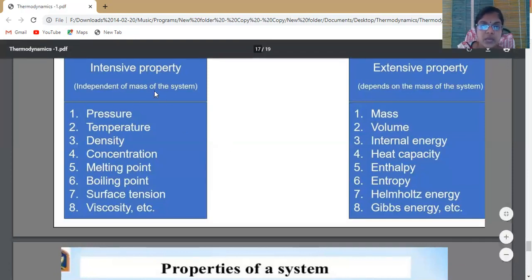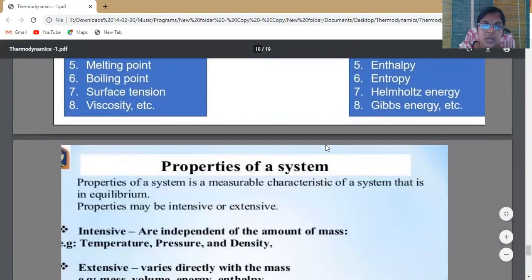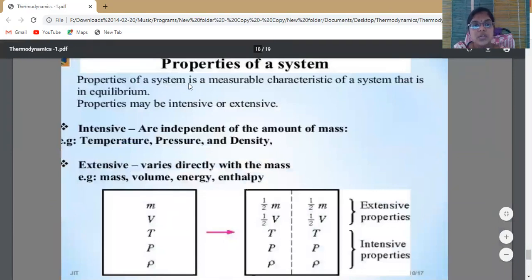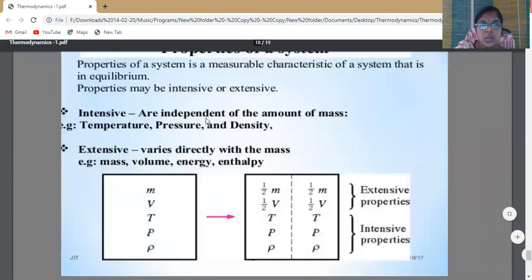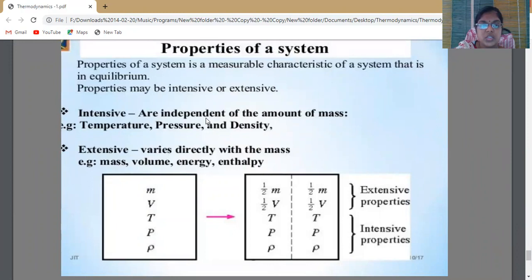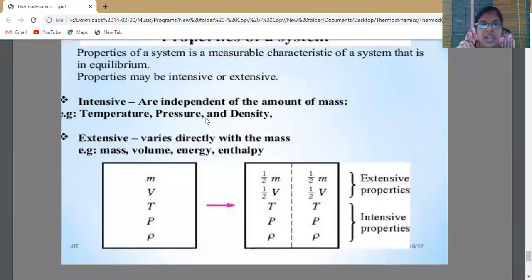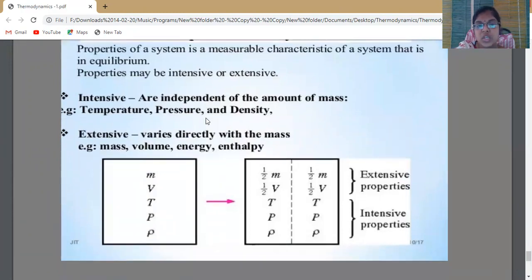So a property independent of the mass of the system is an intensive property. A property that depends upon the mass of the system is an extensive property. Properties of a system are measurable characteristics of a system that is in equilibrium. Properties may be intensive or extensive. Intensive properties are independent of mass: temperature, pressure, density. Extensive properties vary directly with the mass: volume, energy, enthalpy.